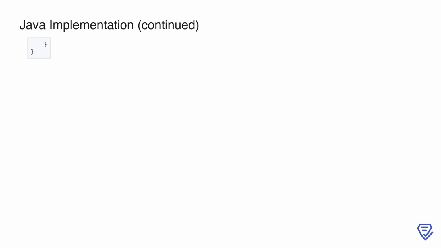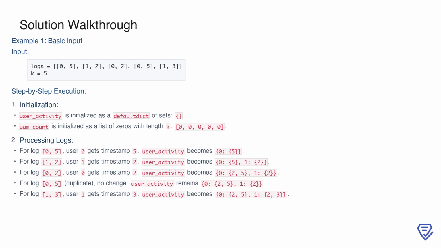We iterate over the sets of unique timestamps stored in userActivity. By calling the size method on each set, we determine the number of unique active minutes for that user. If this value, UM, is less than or equal to k, we increment the corresponding index in the UMCount array. Finally, the method returns the UMCount array, which provides the desired distribution of users across the different unique active minute counts.